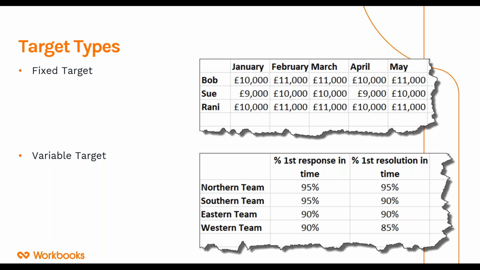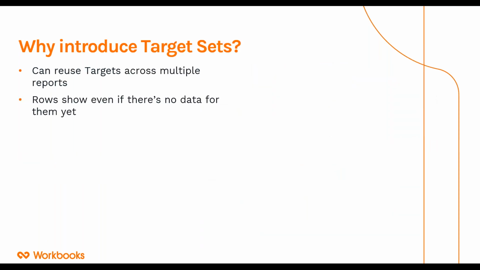But before I do, I just want to give you a little bit of background as to why we've introduced the new target set record type. There were various drivers for doing this. One was to address the challenge of having to enter your targets on multiple reports or multiple report views. Now you can enter your targets once and they can be reused across multiple reports. So a little bit like referencing a particular cell value in Excel, if you like, you can use it in multiple places.